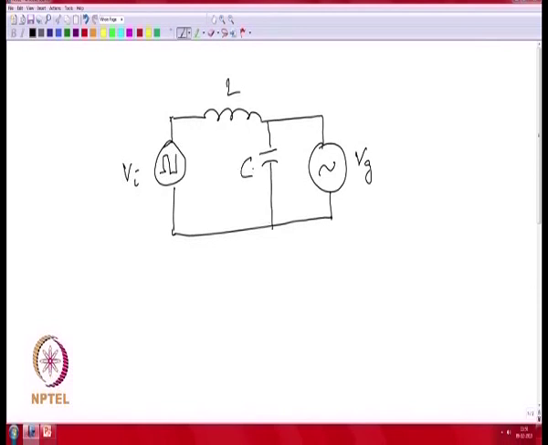If you consider the voltage source ideal, you know that the dynamic impedance of a voltage source would be 0, whereas the dynamic impedance of the capacitor would be 1 by sC. So, whatever ripple would come in the inductor would actually flow through into the grid. This is for an ideal grid, so you can see that there is no benefit of adding a capacitor. In a practical grid, you would not just have a solid connection, an ideal 0 impedance voltage source. You would have some stray inductance.